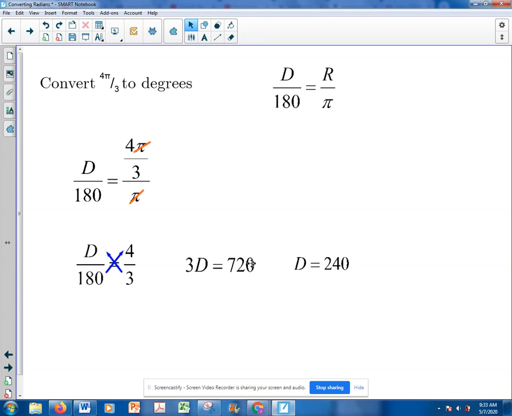Now, I'm going to admit I forgot to put little degree symbols in here, but because we have radians and degrees, to be precise, you should be putting a little degree symbol here. I did not in this one.